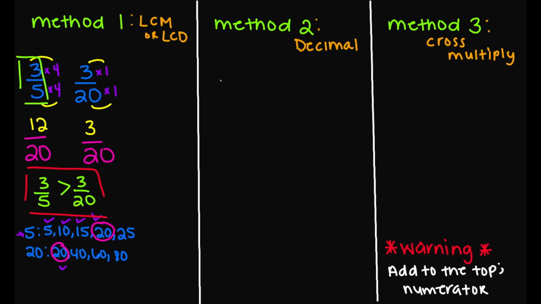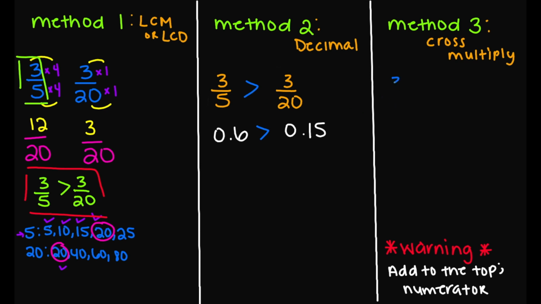Let's look at the second method, 3 over 5, and then 3 over 20 here. If I turn my 3 over 5 into a decimal, you're going to get 0.6. And then if I turn my 3 over 20 into a decimal, you're going to get 0.15. If we compare these two decimals, you're going to see that the 0.6 is greater than the 0.15. So again, we know that 3 over 5 is greater than 3 over 20.